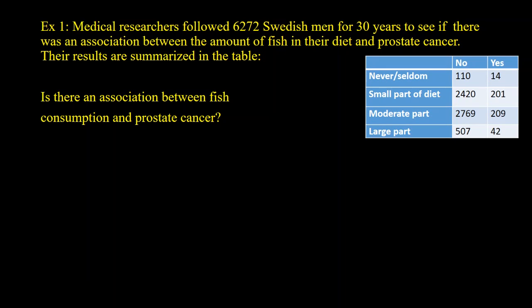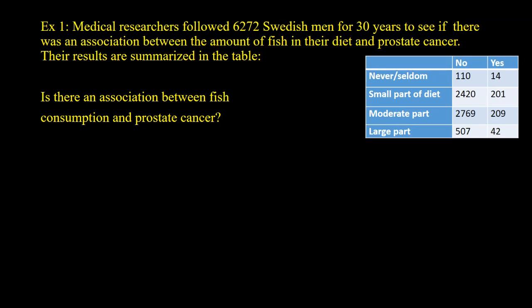Chapter 2, Example 1. Medical researchers followed 6,272 Swedish men for 30 years to see if there was an association between the amount of fish in their diet and prostate cancer. Their results are summarized in the table shown. Is there an association between fish consumption and prostate cancer?